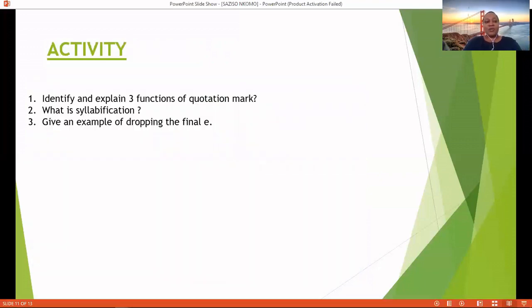Right, we are going to look at a simple activity there. Number 1, identify and explain 3 functions of quotation marks. Number 2, what is syllabification? Number 3, give an example of dropping the final E. You can quickly think over those, or you can write down your answer if you have it.